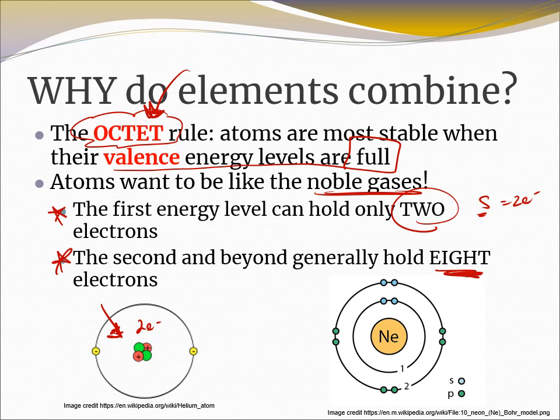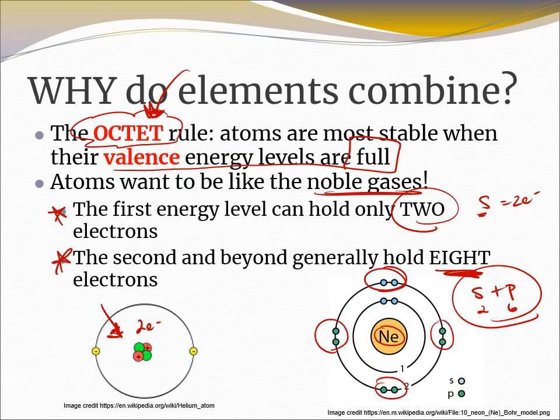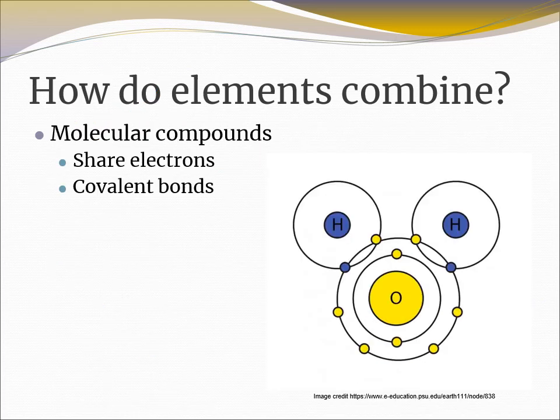When we're counting those 8 valence electrons, we're only counting the s and the p. We can get 2 in s and 6 in p. Those add up to be the valence electrons. Here I have neon. Neon has 2 s electrons and 2, 4, 6 p electrons, which adds up to 8, hence the Octet Rule.